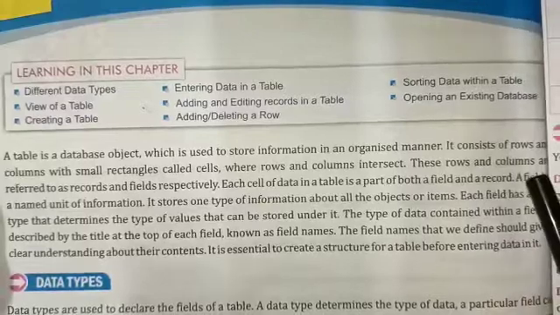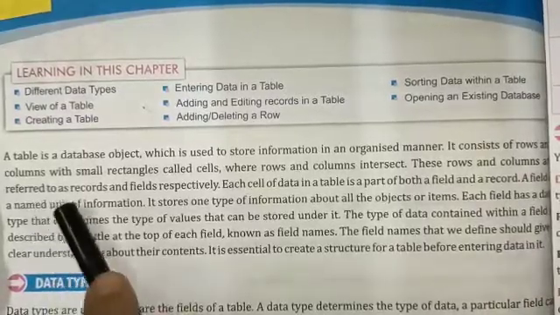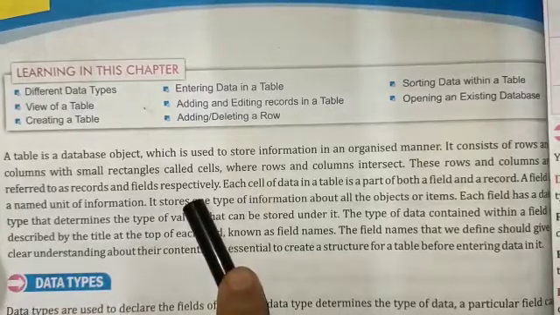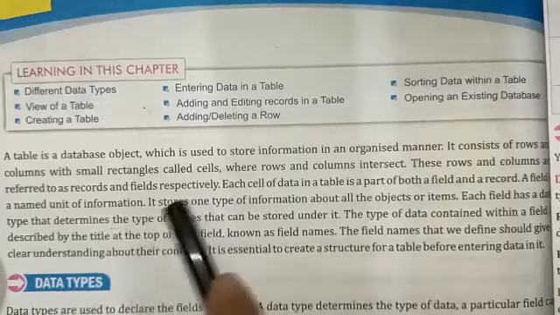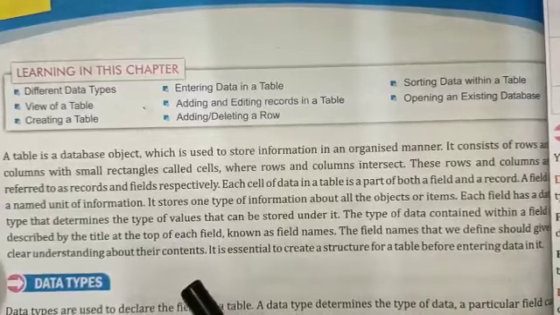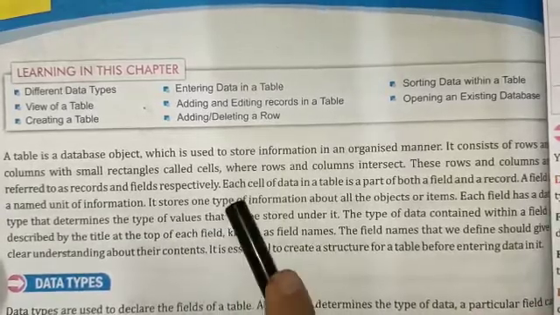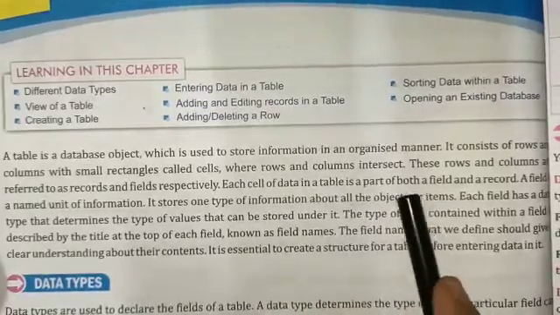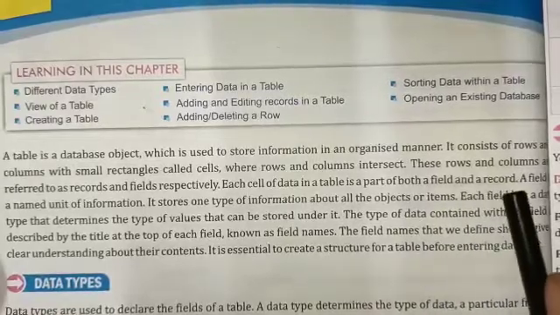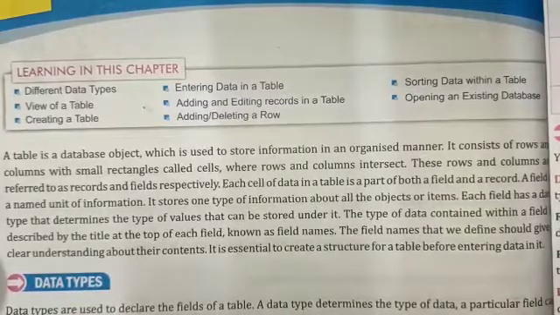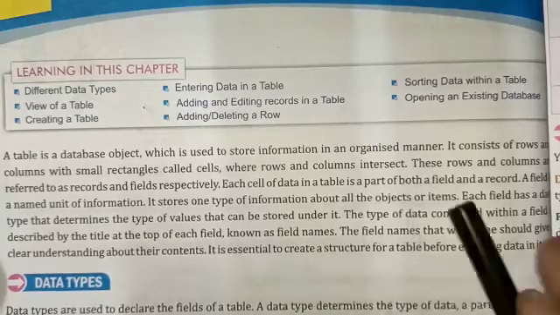These rows and columns are referred to as records and fields respectively. Rows are referred to as records, and columns are referred to as fields. Each cell of data in a table is a part of both a field and a record.